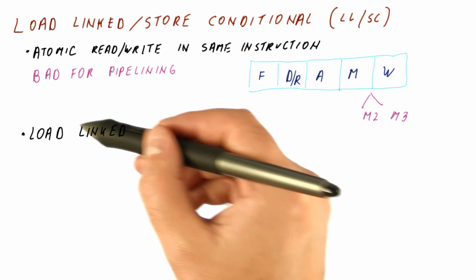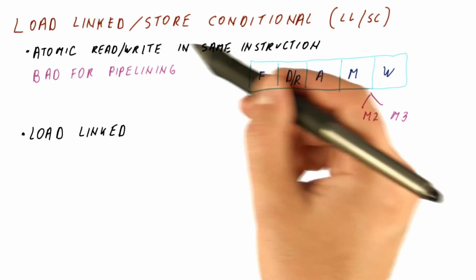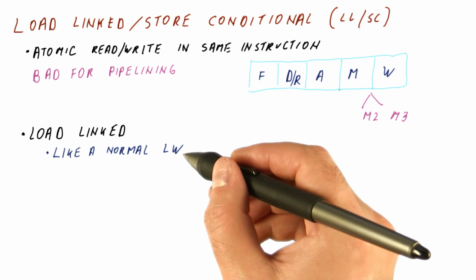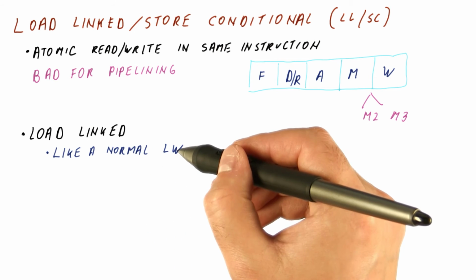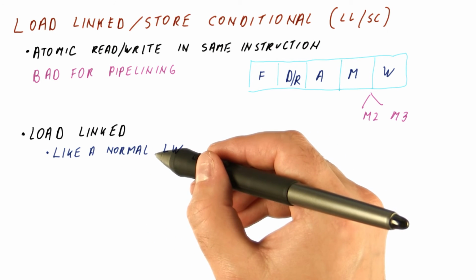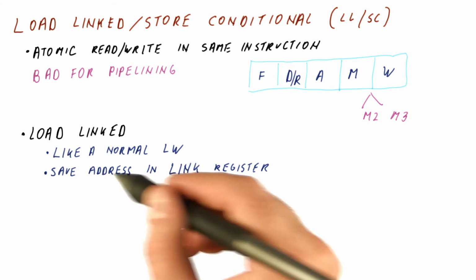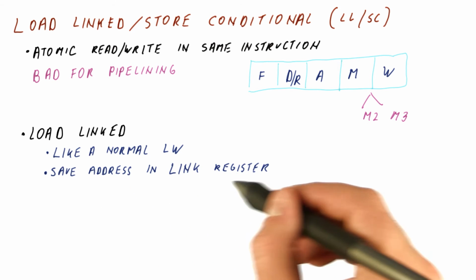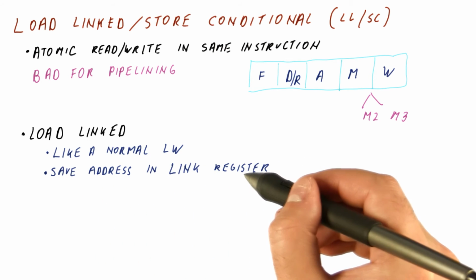The first will be a load-linked instruction. Its purpose is to implement the read part of the atomic operation. What it does is it behaves just like a normal load. It just reads from a memory location and puts the value in a register. But in addition to that, it saves the address from which it loaded into a special link register. So that's the only thing that it does that is different from a normal load.